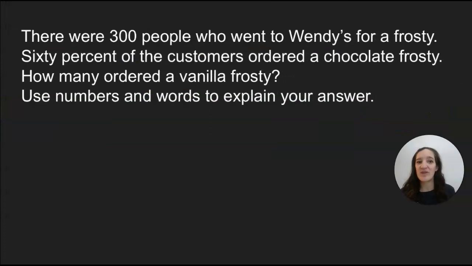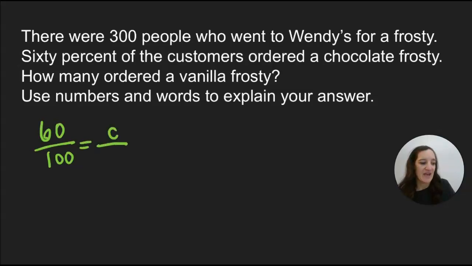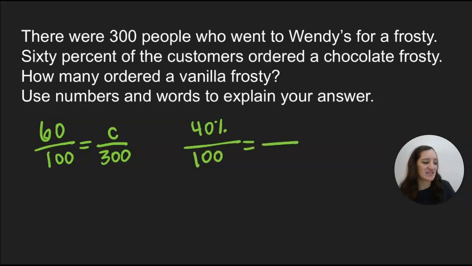There were 300 people who went to Wendy's for a Frosty. 60% of the customers ordered a chocolate Frosty. How many ordered a vanilla Frosty? So 60% of the customers ordered a chocolate Frosty out of the total 300. Well, again, if 60% ordered chocolate, then what's the other part of 100%? 40% again, huh? That's the same percentage as we had last time. So this percentage ordered a vanilla Frosty.